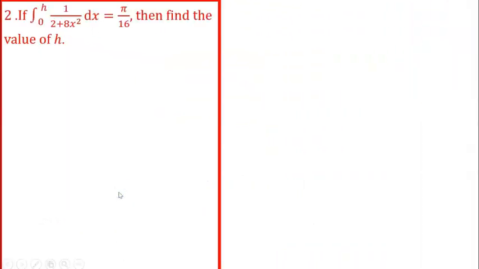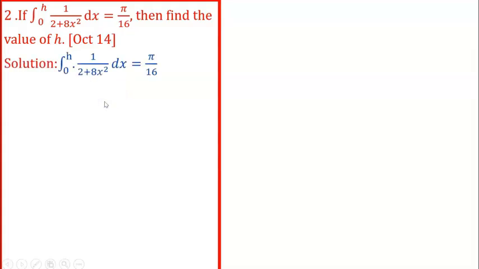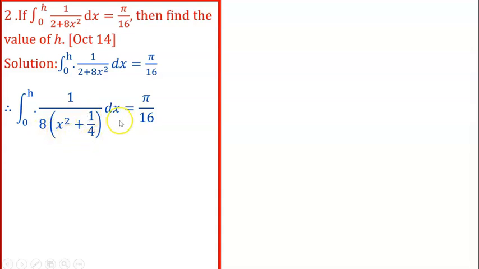Next question. If the integral from 0 to h of 1 upon 2 plus 8x square dx is equal to pi upon 16, then find the value of h. We have completed this type of question in multiple choice questions. Now, integral 0 to h of 1 upon 2 plus 8x square dx is equal to pi upon 16. Now take 8 as common, then you will get 1 upon 8 bracket x square plus 1 by 4 dx is equal to pi upon 16.